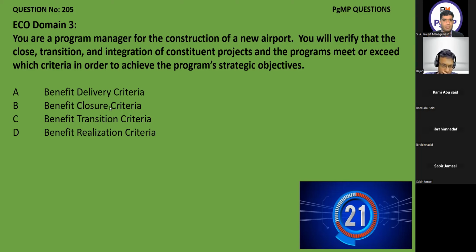Now, benefit delivery criteria, benefit realization. So here the correct answer is D, which is benefit realization criteria. Yeah. Correct.